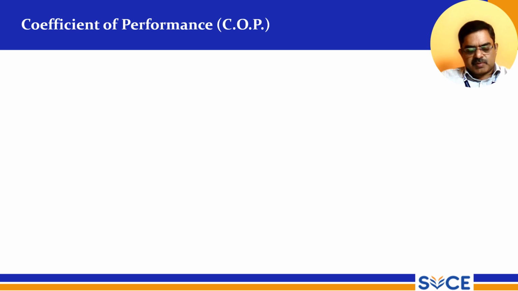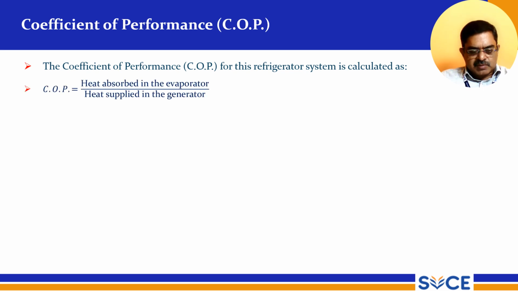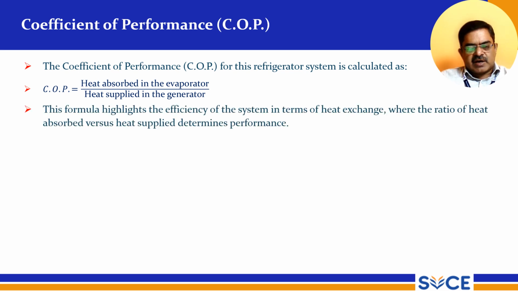So coefficient of performance, that is COP. The coefficient of performance of the refrigeration system is calculated as COP equal to heat absorbed in the evaporator divided by heat supplied in the generator. This formula highlights the efficiency of the system in terms of heat exchange, where the ratio of the heat absorbed versus heat supplied determines the performance.